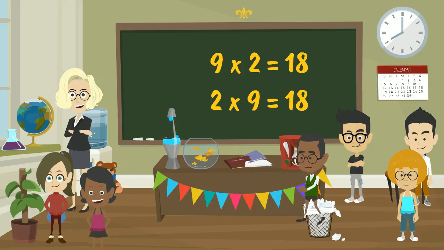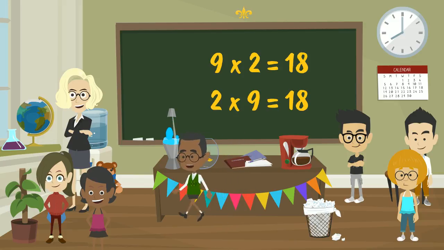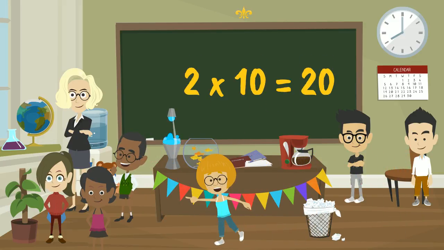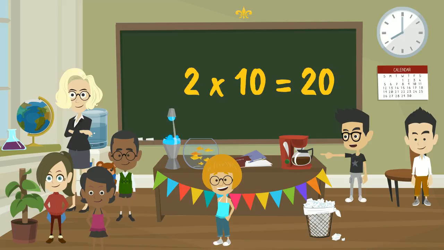Yeah, and 9 times 2 is 18 and 2 times 9 is 18. 10 times 2 equals 20. And in Germany I did learn that 2 times 10 also equals 20. Well done our little German exchange student. We are proud of you. Yeah Brunhilde, you are doing great.